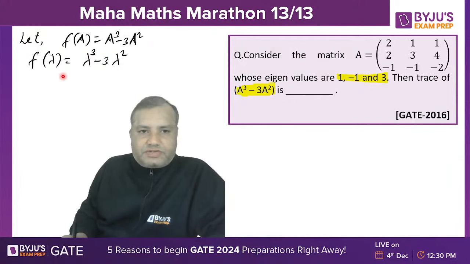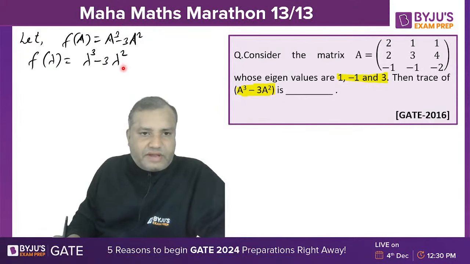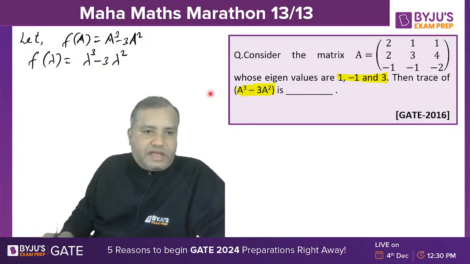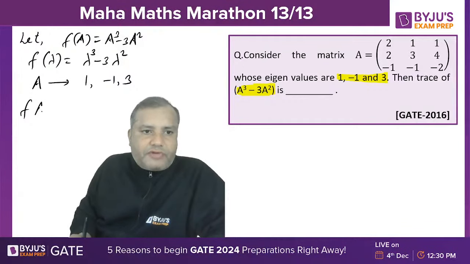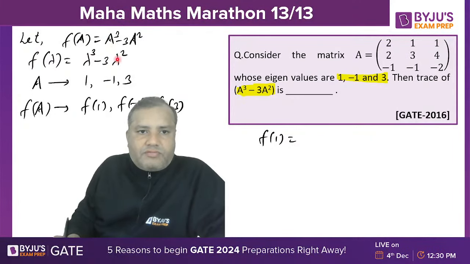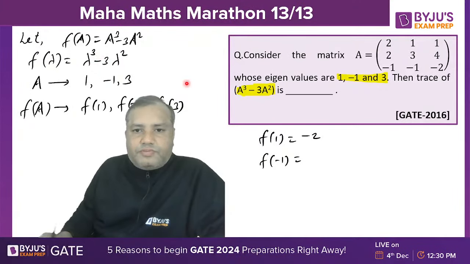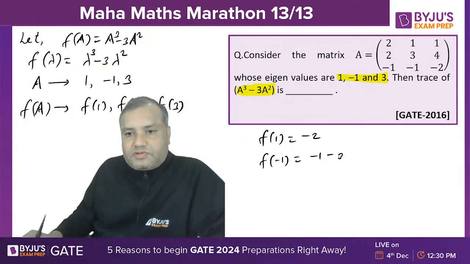Lambda cube minus 3 lambda square. F of A is this matrix. F of lambda will be lambda cube minus 3 lambda square. Eigenvalues of matrix A are 1, minus 1 and 3. So eigenvalues of f of A will be f of 1, f of minus 1 and f of 3. Can we find f of 1? 1 minus 3. Can we find f of minus 1? Minus 1 cube, that is minus 1. Lambda square, minus 1 square is 1. It will be minus 4.